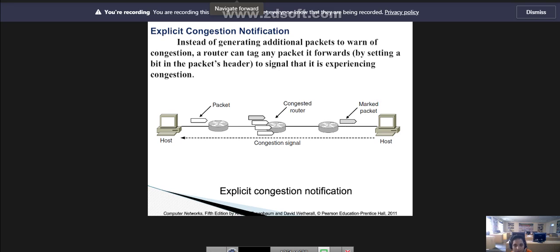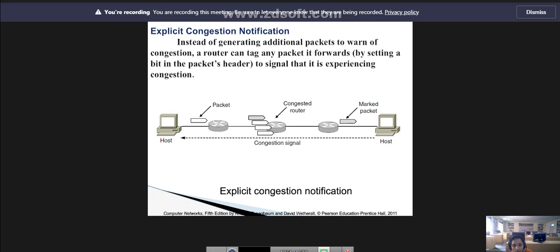Next, coming to explicit congestion notification. Instead of sending additional packets to warn of congestion, a router can tag any packet it forwards to signal that it is experiencing congestion. When the network delivers the packet, the destination can note that there is congestion and inform the sender. When it sends a reply packet, the sender can then throttle its transmission as before. This design is called explicit congestion notification and is used in the internet.